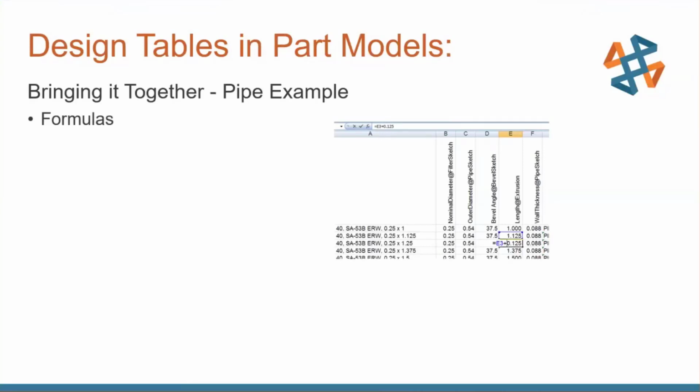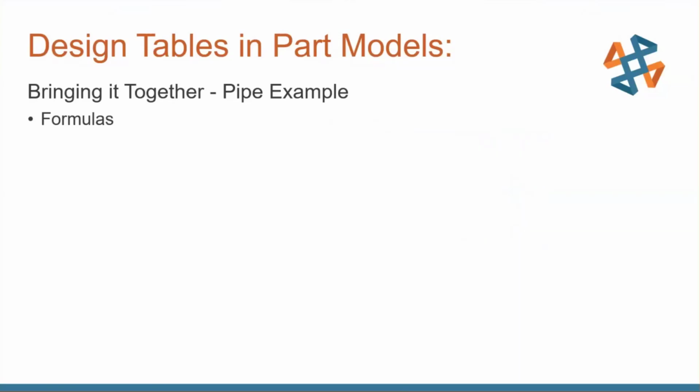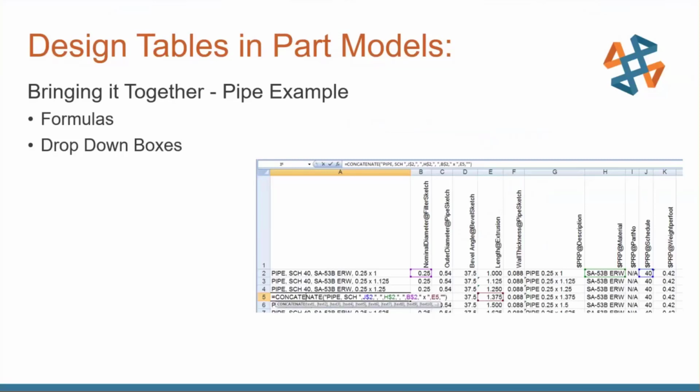I'll build, I think, 20 of them. To help facilitate this, in the Excel spreadsheet I leverage some formulas to auto increment that 1/8 inch value. Some drop-down boxes help us make sure that we have the appropriate schedules, and we can link everything together. But what's really helpful is the concatenate formula.